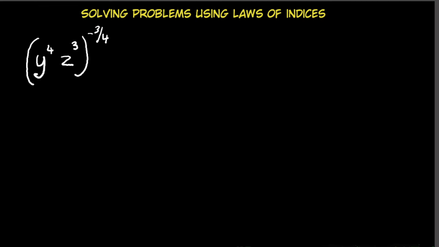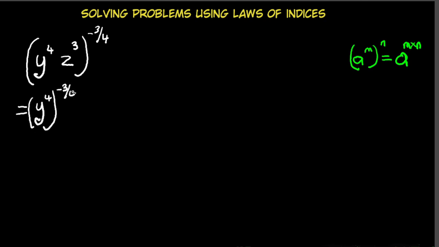What do we do here? Well, the laws of indices tell us that a raised to the m power raised to the n power is equal to, that is right, a raised to m times n. Now, we already know that this negative 3 over 4 is going to be distributed to both the y and the z. So let's do that. Since we've distributed, we're going to go ahead and multiply the indices to get our new answer. We're going to multiply them over on the side.